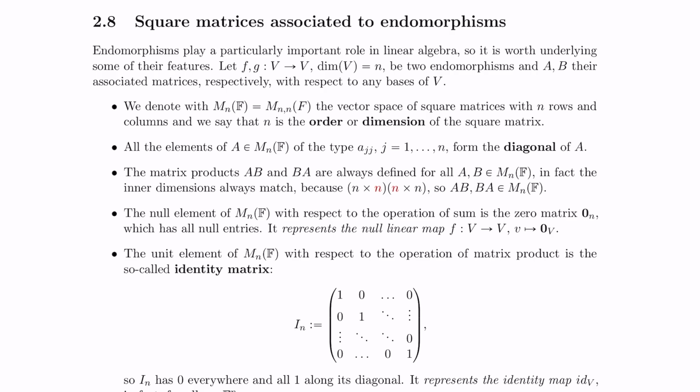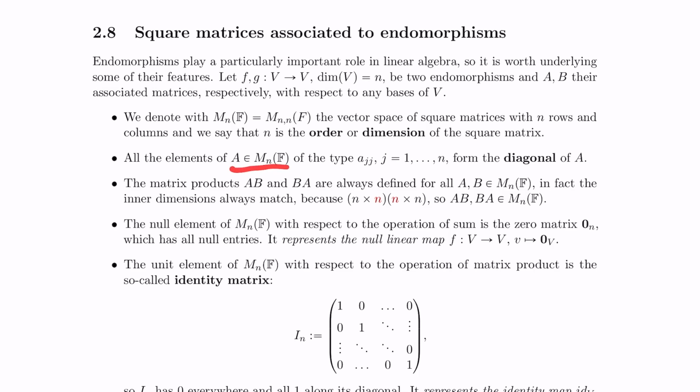To fix the notation, let's take two endomorphisms, f and g, on the vector space V of dimension n, and their associated matrices A and B respectively with respect to any choice of basis of V. These matrices are square matrices of dimension or order n, which means that they have exactly n rows and columns. The space in which they live is indicated with this symbol here. So instead of repeating 2 times n, which is useless, we just write n here.